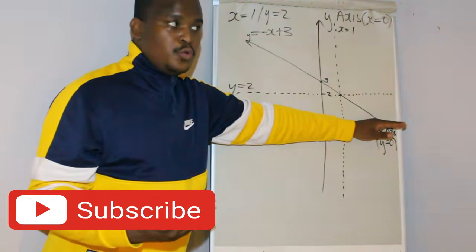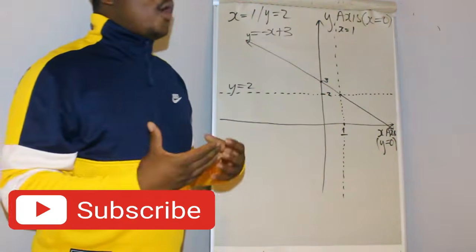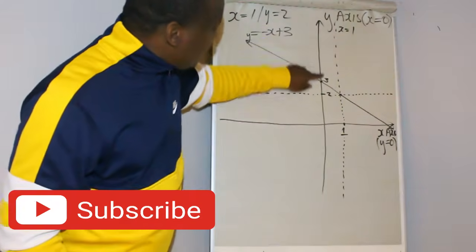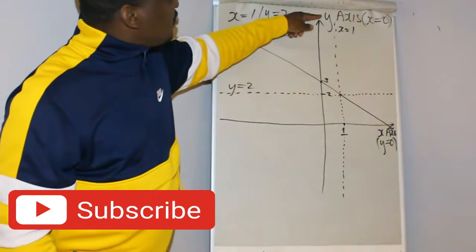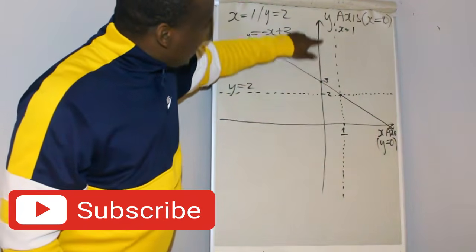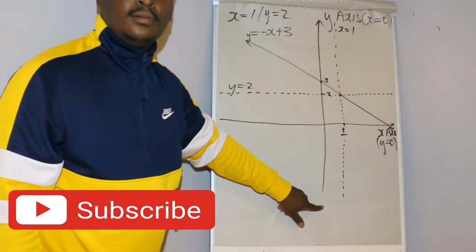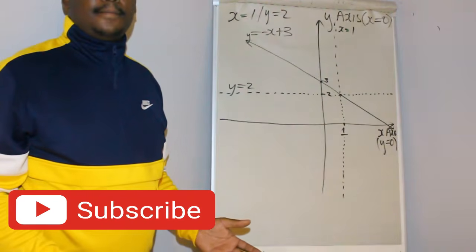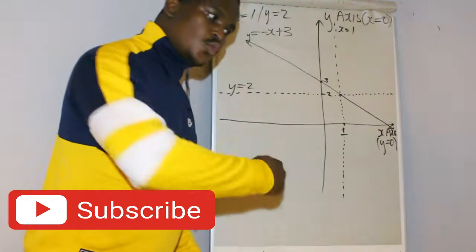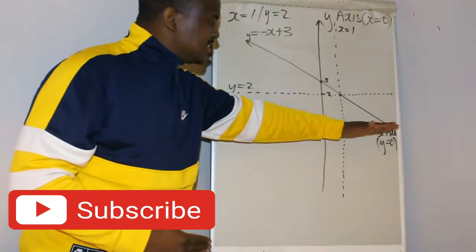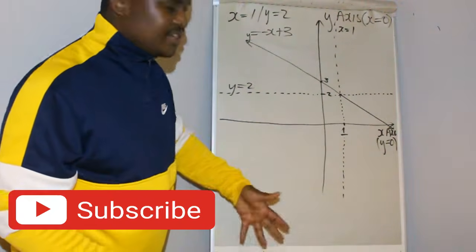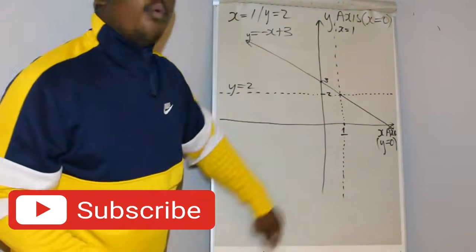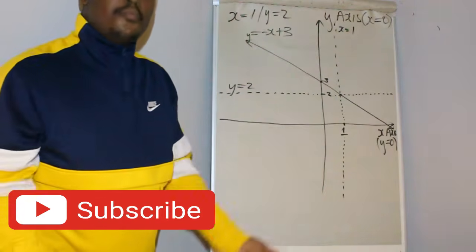So that's what you are talking about. When you talk about the y-intercept, it means your graph is passing along this line here. That's what you mean. X-intercept is passing through the x-axis. Y-intercept is passing somewhere around here on the y-axis. That's what you mean.